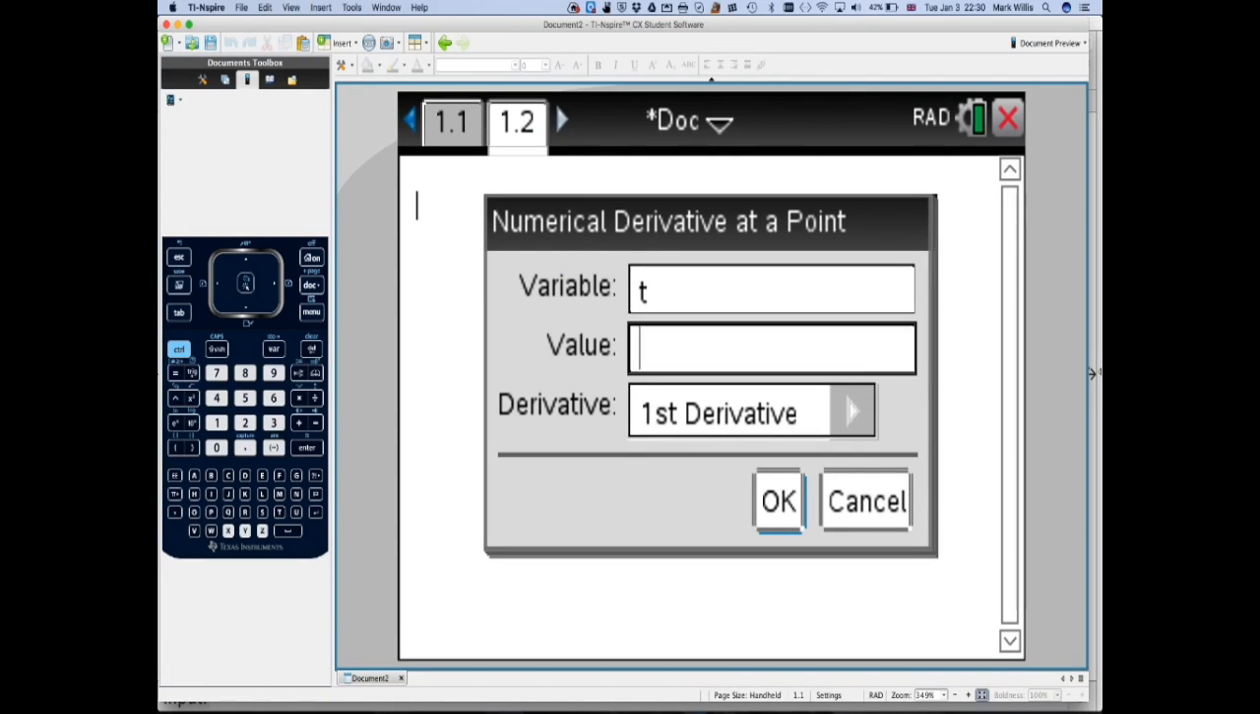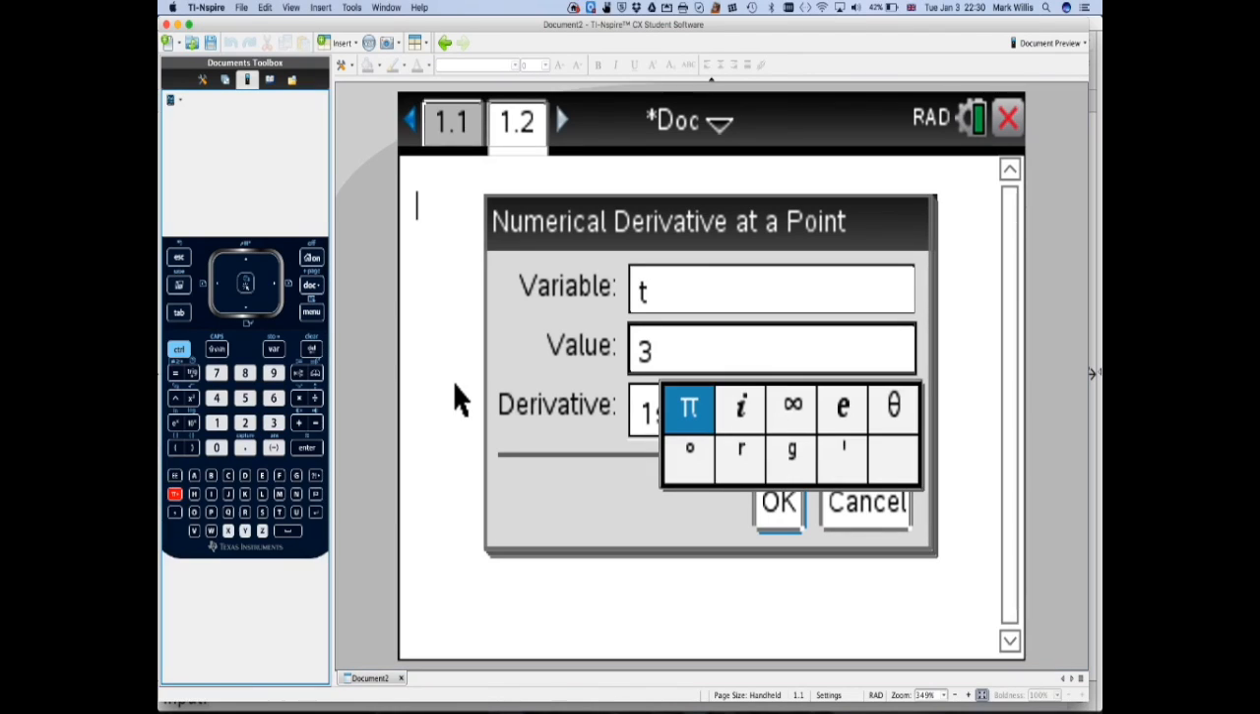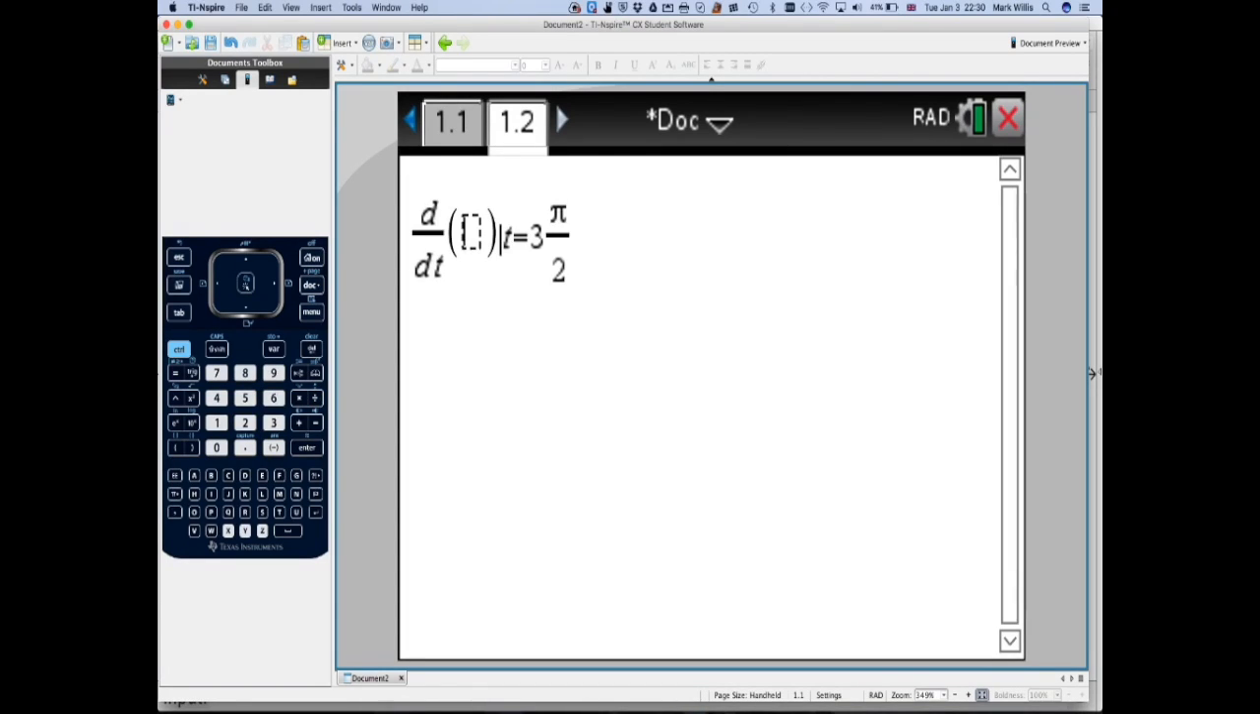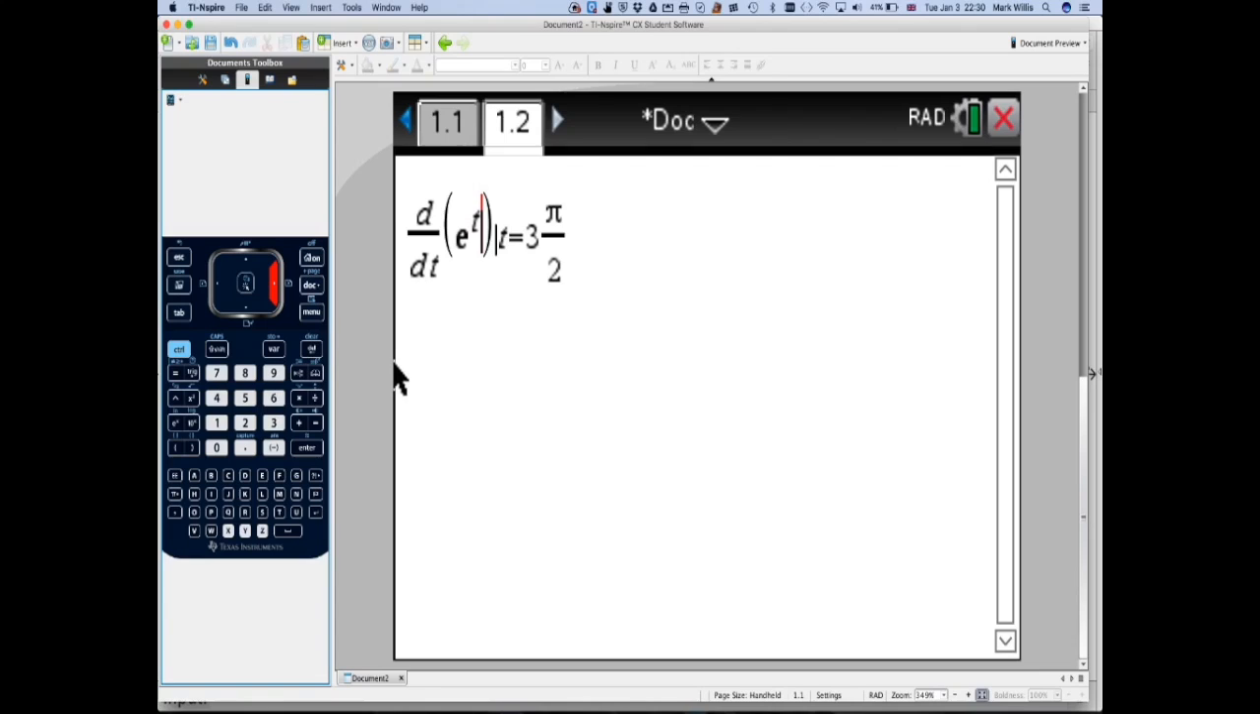The value will be 3 pi by 2. We want the first derivative. Press OK, so it sets up the derivative for us. We put our function in, so that's going to be e. Now we have to put it in terms of t because we asked it to differentiate in terms of t, e to the t times sine of t, enter.